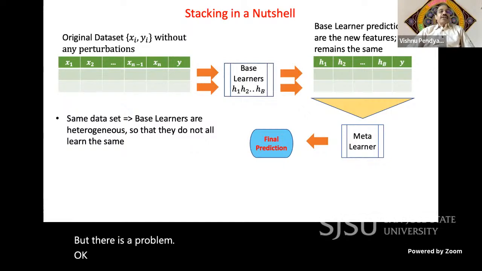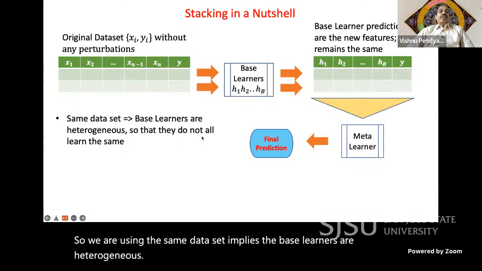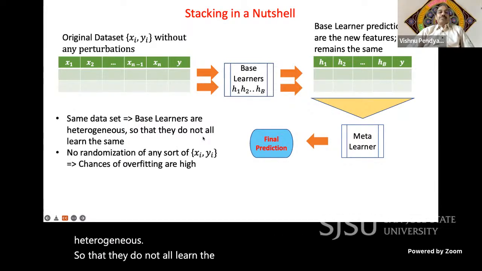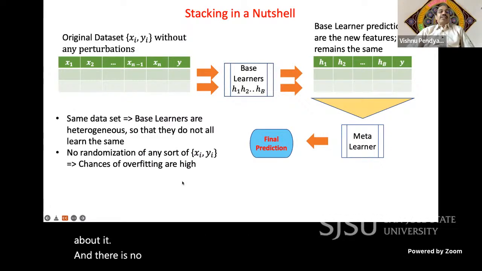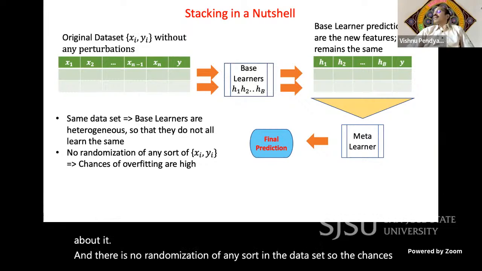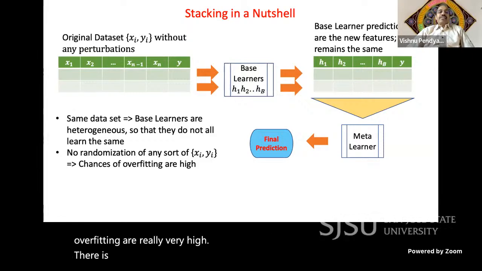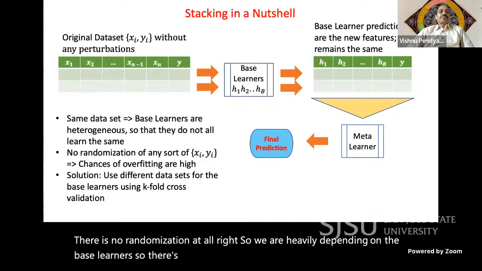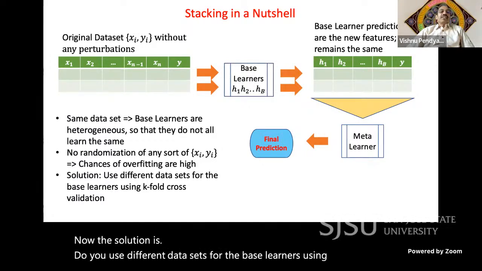Okay. So we are using the same data set, and the base learners are heterogeneous so that they do not all learn the same, right? I mean, we already talked about it. And there is no randomization of any sort in the data set. So the chances of overfitting are really very high. There is no randomization at all, right? So we are heavily depending on the base learners. So there's overfitting. Now the solution is to use different data sets for the base learners using k-fold sampling.